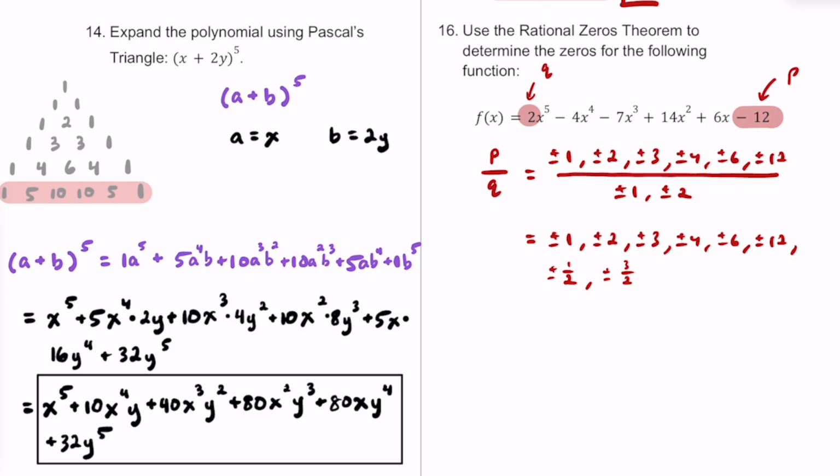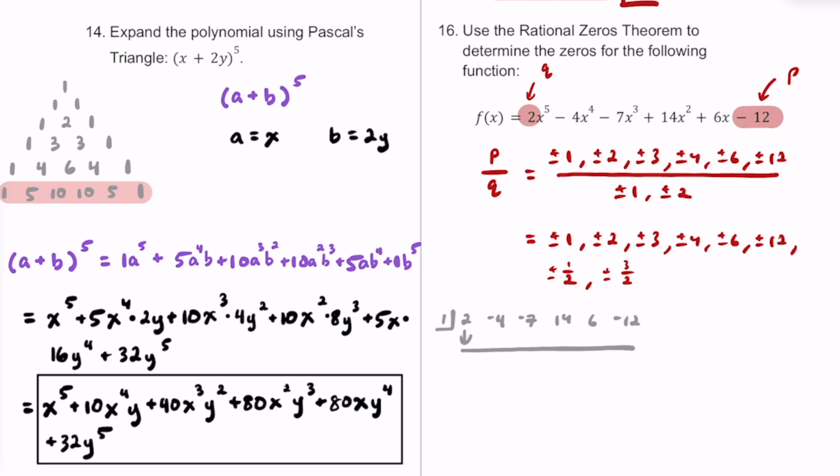All right, so sometimes it's a little bit of trial and error, but we're going to go ahead and just start with one of these values and give it a go. So I'm going to go ahead and start with +1. So if I'm going to choose +1, I'm going to use synthetic division here. I'm going to put a 2, a -4. I'm going to write those coefficients down, -7, 14, 6, and -12. And let's go ahead and see if we get no remainder here, which is what we're looking for.